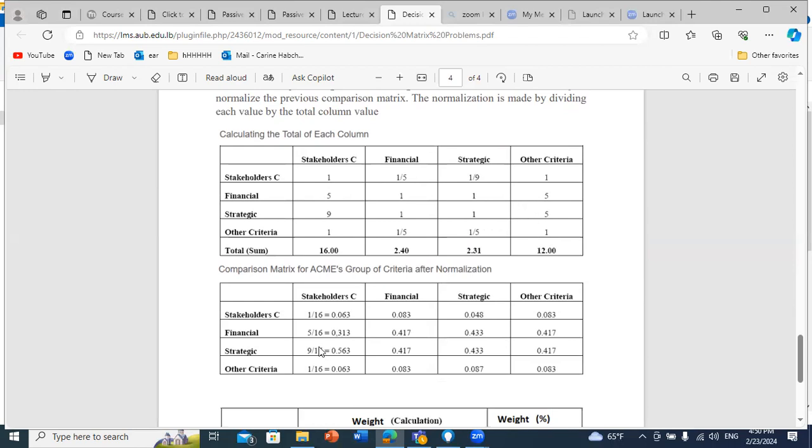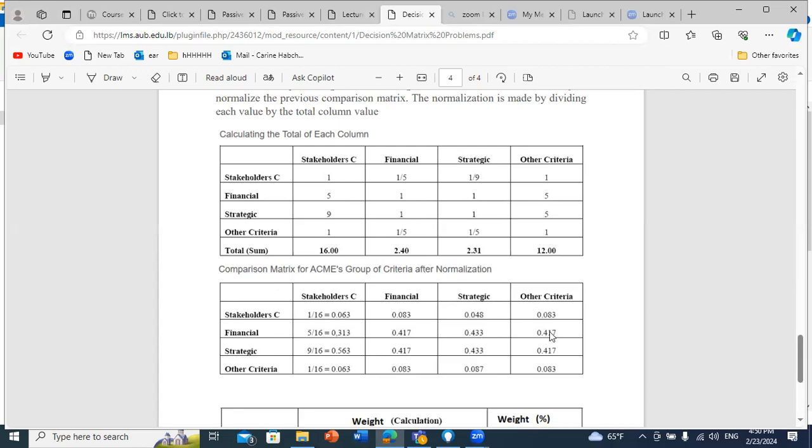Next step, I fill a new table. And as I told you, you can do one table, just use different colors to not confuse numbers. So you just have to fill the numbers here. 1 over 16, 5 over 16, 9 over 16, etc. So this is what they did for the different columns.